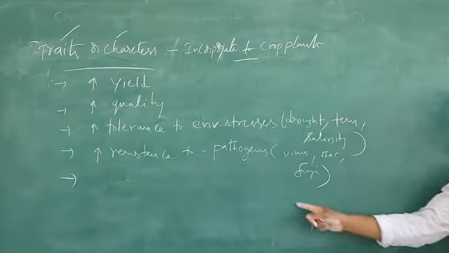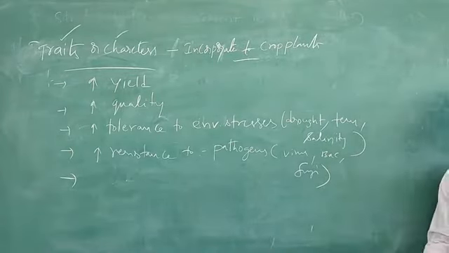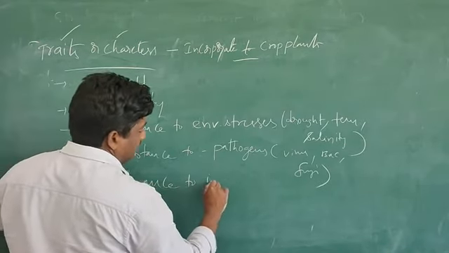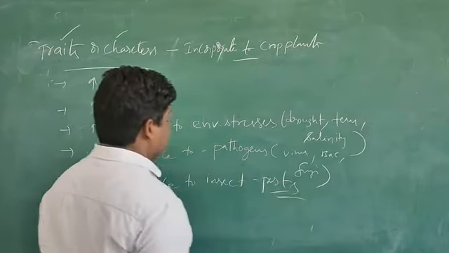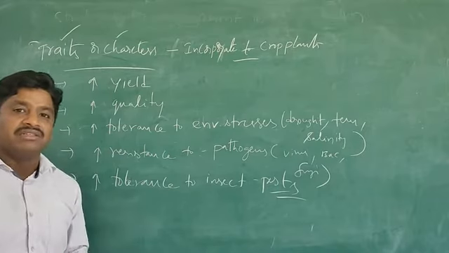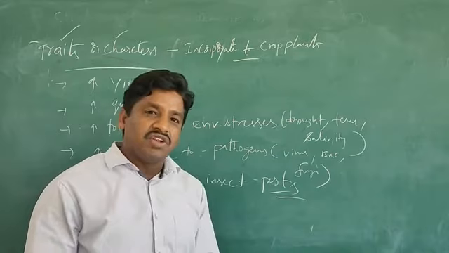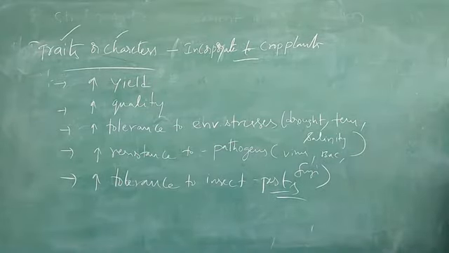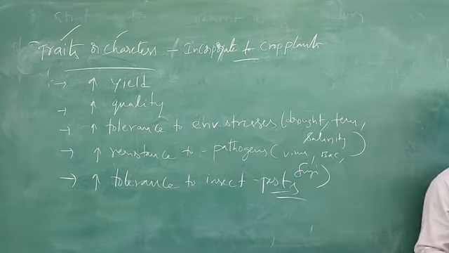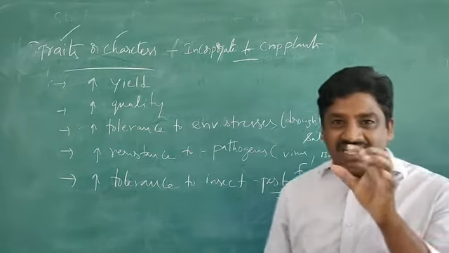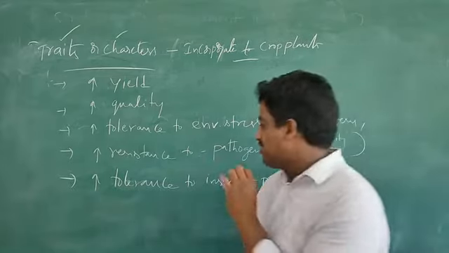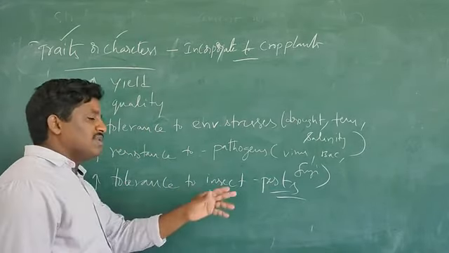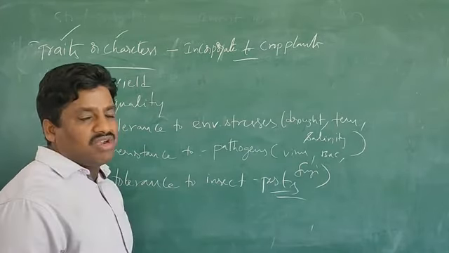In crop varieties, it increases tolerance to insect pests. Insect pests are different; they are very small insects. Examples are mosquitoes, lice, and termites. These are very small creatures, and they can damage the crop. So it increases the tolerance to mosquitoes, lice and so on. Those are called insect pests.